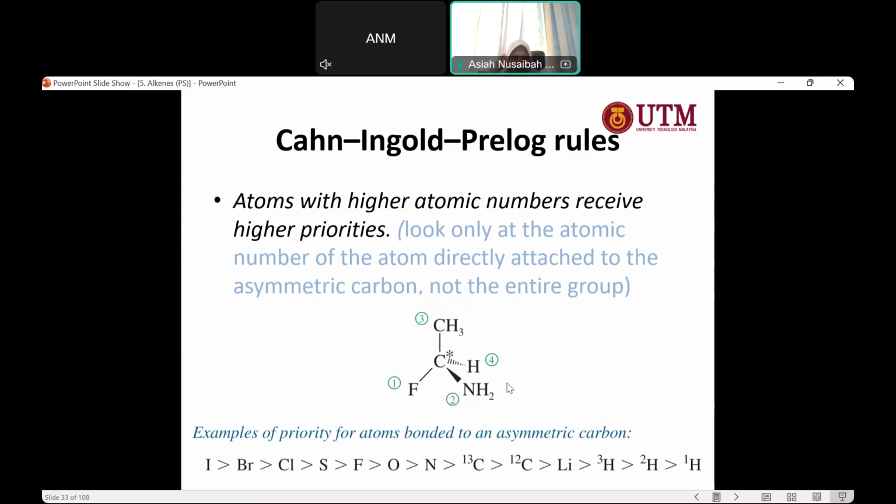Now, how is the priority? At the bottom here, we can see the priority list. This is the standard priority. The highest priority will be for I, followed by Br, and then Cl, S, F, O, and 13C, 12C, lithium, 3H, 2H, 1H. So how was this sorted? It depends on the atomic number actually. So these are the priorities. The most left will be higher prioritized.